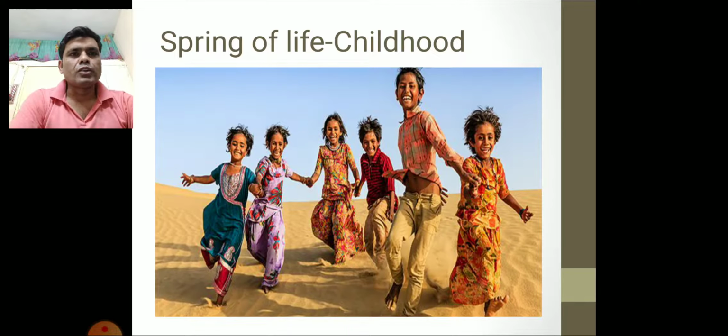Dear children, look at this happy image. This is really spring of life. You can see these children. They are so happy, joyous, elated, excited. They have no care and worry. They are free. That is why childhood is called the spring of life. Summer is adulthood. Middle age is autumn and old age is considered winter of human life.